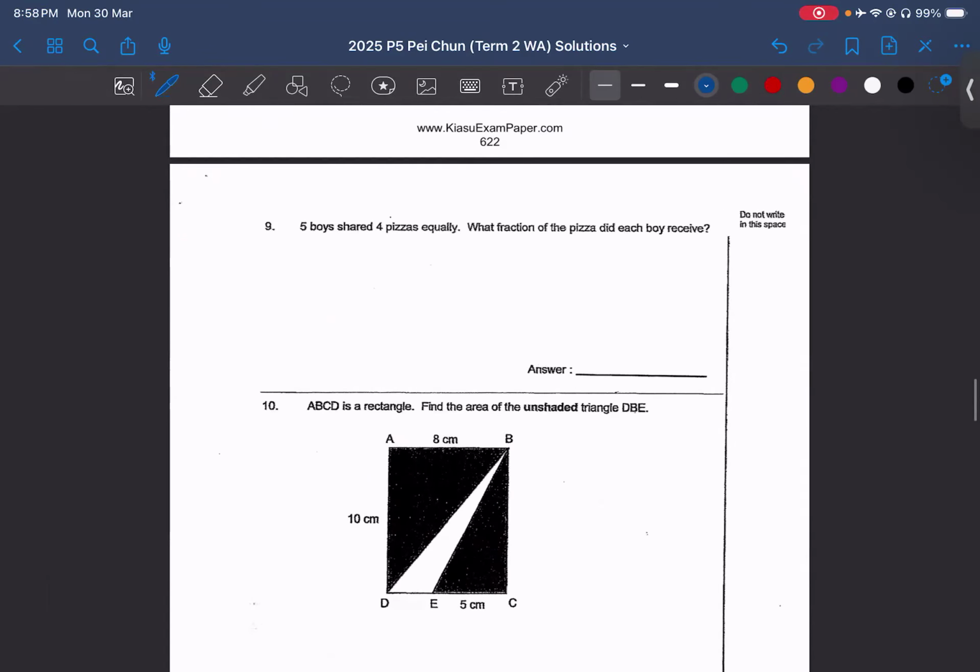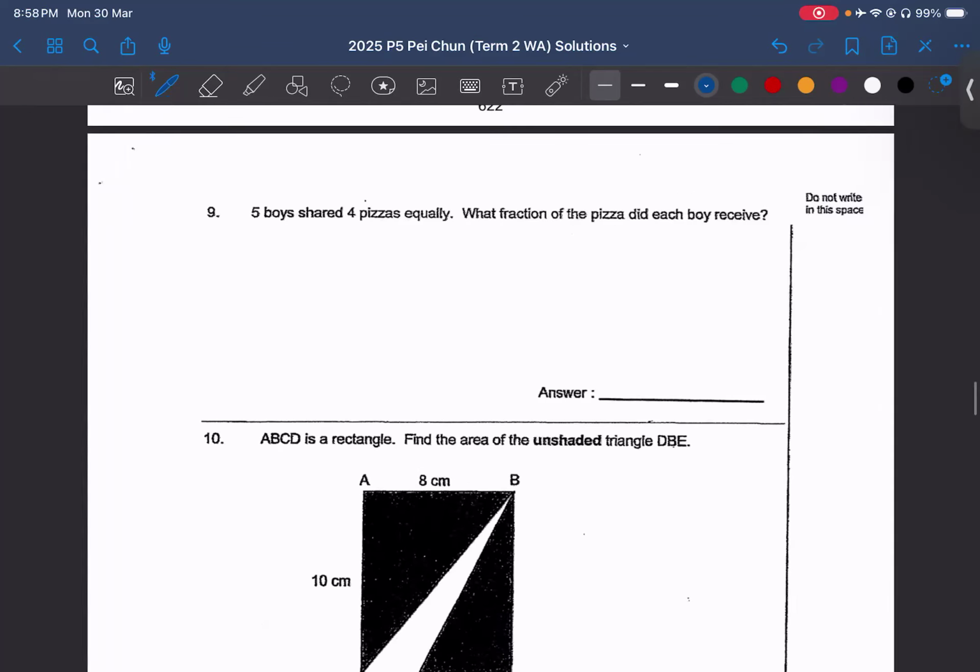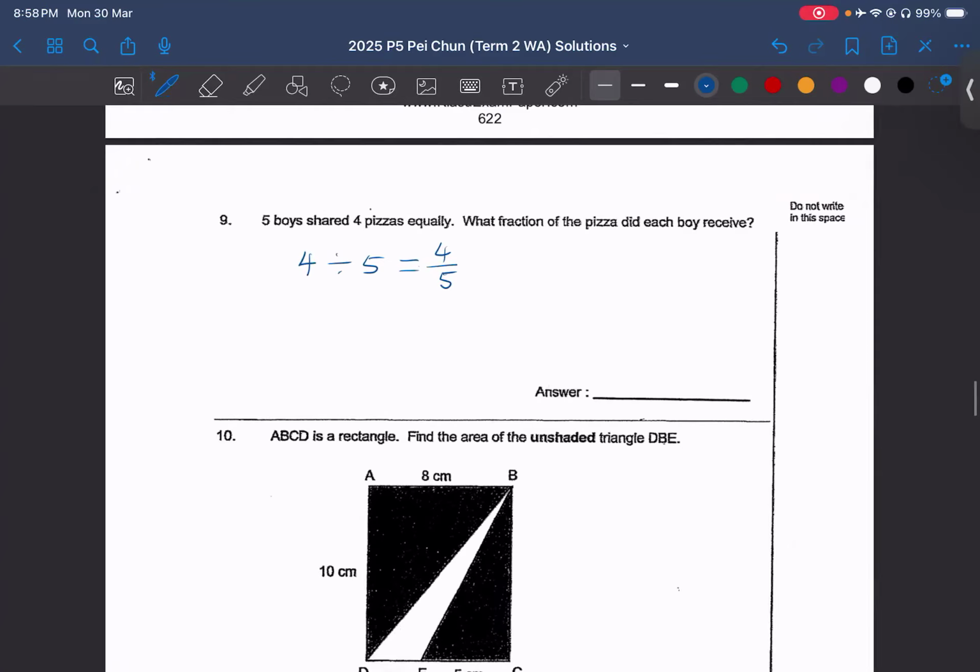Okay. Five boys shared four pizzas equally. What fraction of pizza did each boy receive? So the total number of people is five boys, and the total number of pizzas is four pizzas. So how do we split four pizzas among five boys? We'll just be taking 4 divided by 5. So in this case, it will be 4/5. And then you realize you can't simplify this fraction. So this fraction is your answer. So 4/5.